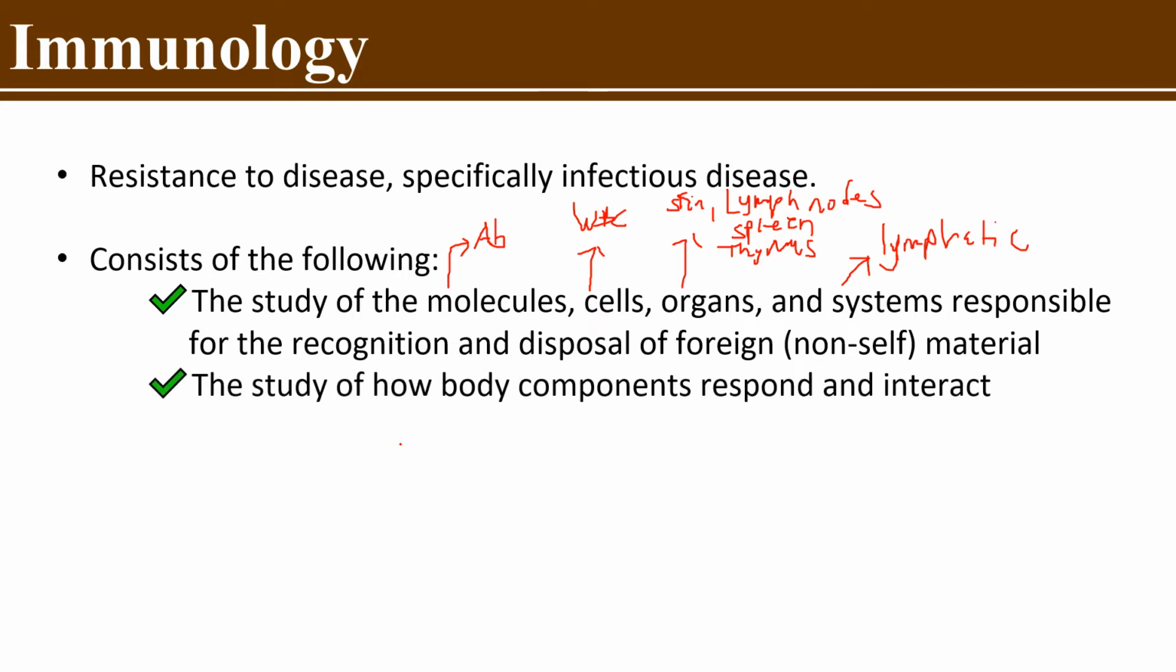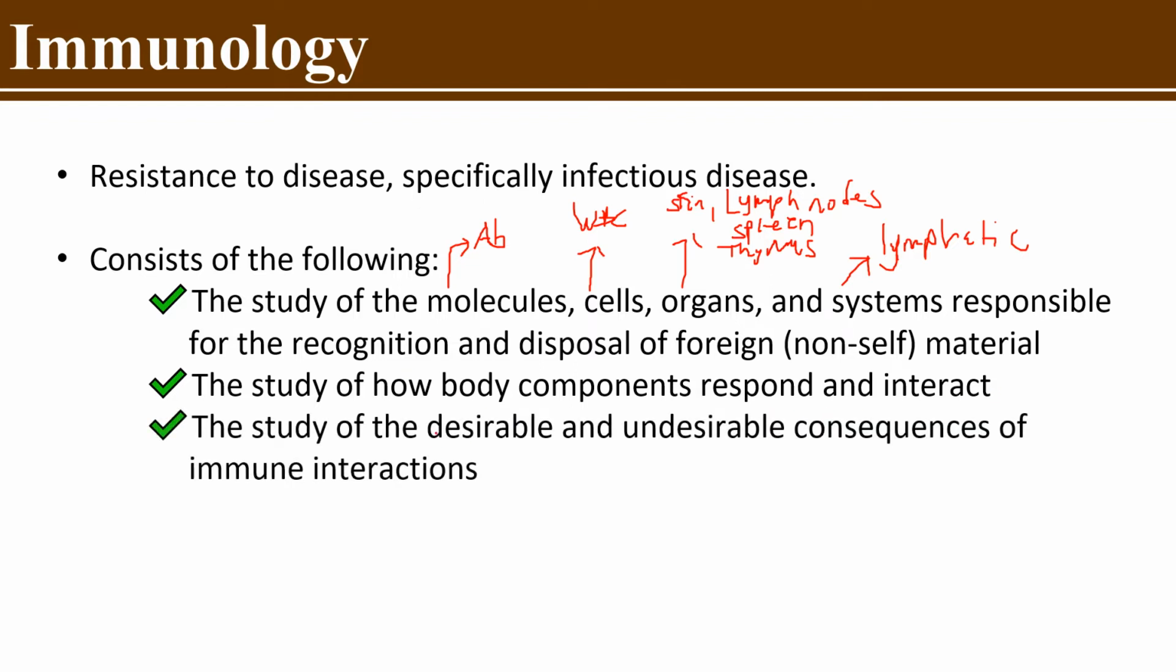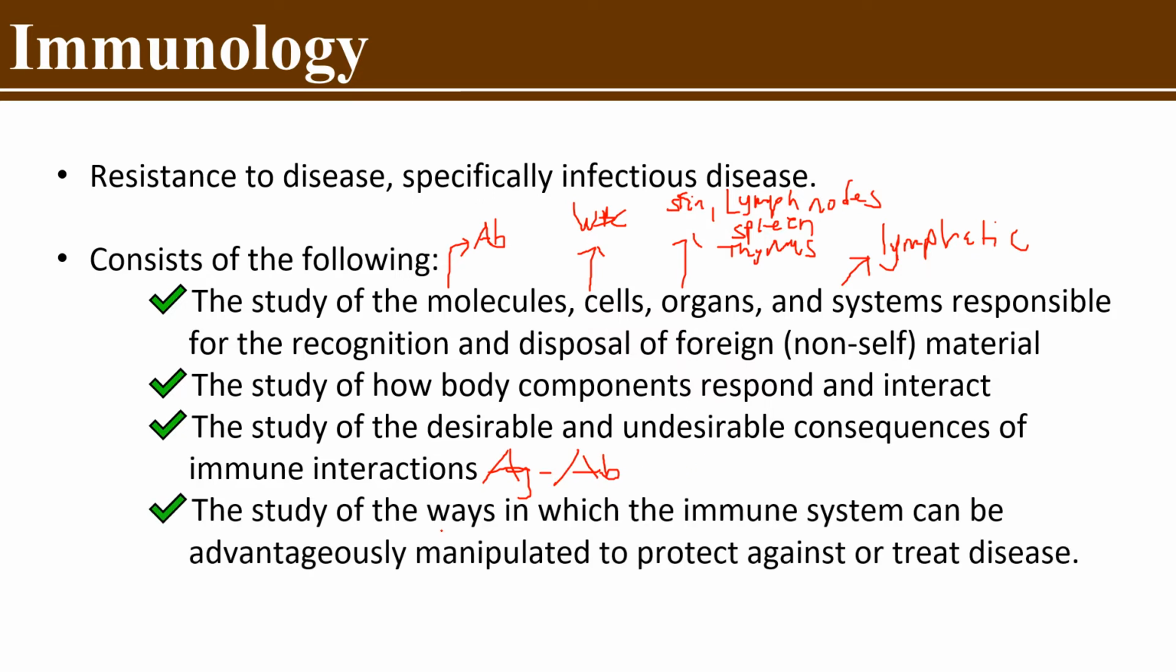Now, it is also the study of how body components respond and interact, the study of the desirable and undesirable consequences of immune reaction. So, what would happen, class, if there is the interaction between your antigen and antibody? Then it is also the study of the ways in which the immune system can be advantageously manipulated to protect against or to treat disease. So these are the composition of your immunology class.